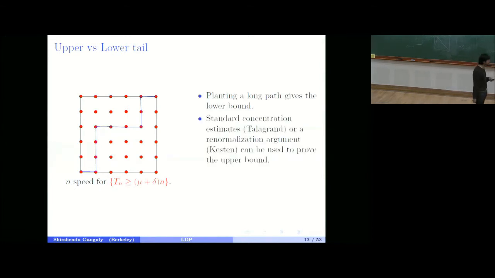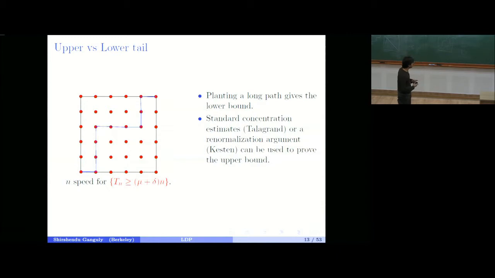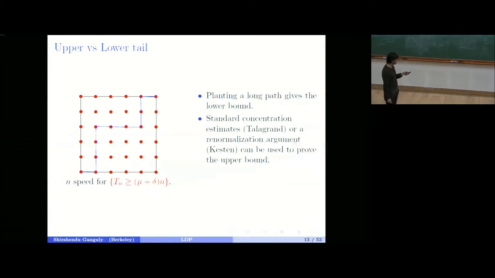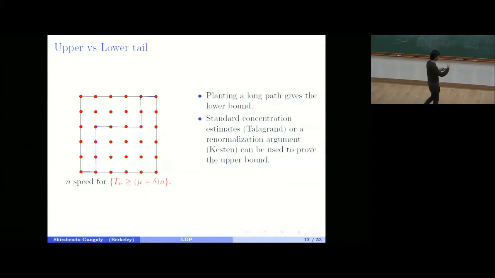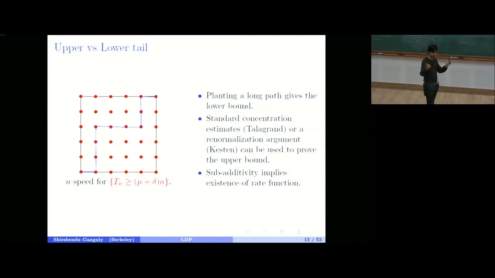To prove the upper bound, you can use standard concentration estimates like Talagrand, or in the context of percolation, there was already a coarse graining or renormalization argument by Kesten, which proves that it cannot be lower than exponential. So it has to be at least exponential. And of course, you can talk about more precise things, like the existence of rate functions. In this particular setting, you can use subadditive arguments. You can see that the probability of this event is subadditive, and that would imply that there is some limiting rate function. So the log of this probability divided by n actually has a limit.